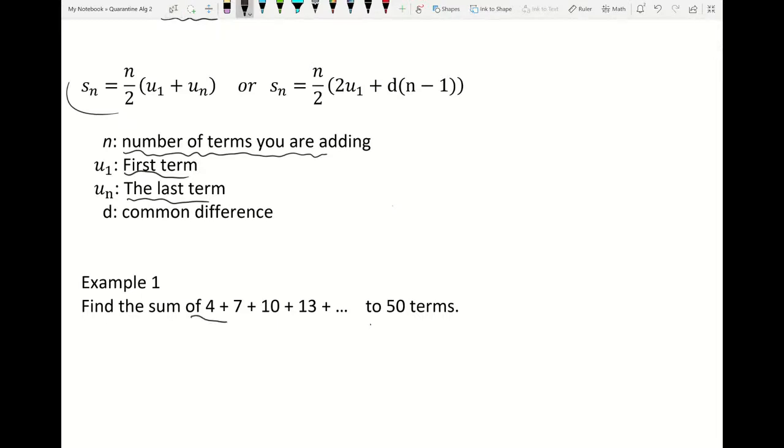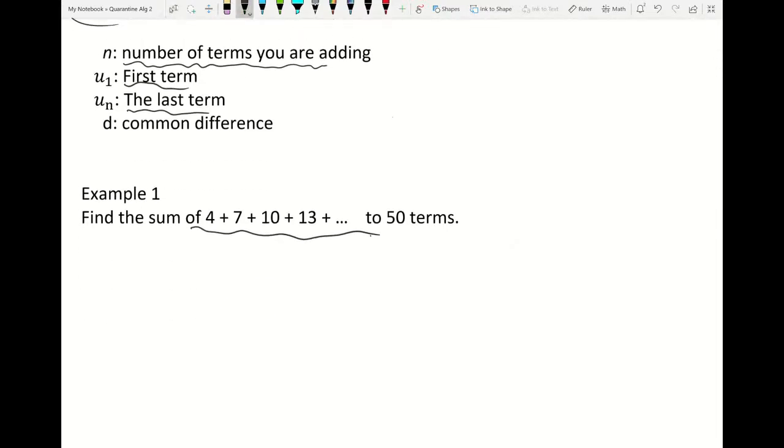Now, when you look at this problem, let's identify those numbers. What is n? N is, again, the number of terms you're adding. And in this case, it says we are adding 50 terms. We are adding 50 numbers. So n is 50. Now, how about u1? u1 is the first term of the series. In this case, it's 4. So u1 is 4. Now, how about un, or in this case, u50, because we are adding the 50 terms. What is the last term?